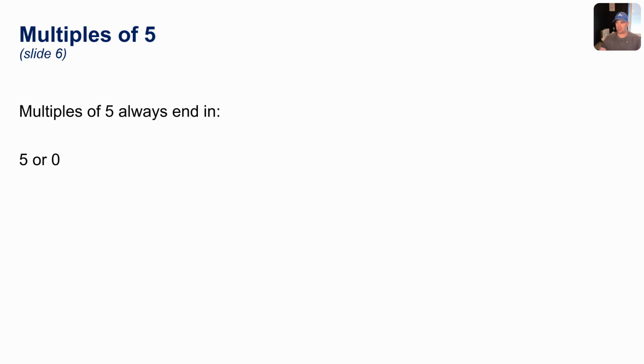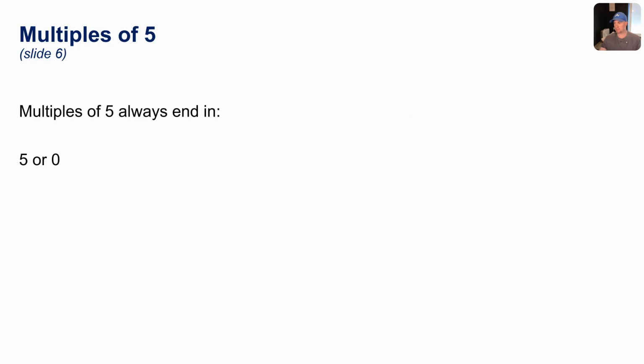Multiples of 5 then always end in 5 or 0, right? So for example, you have the number 50, or the number 75, or the number 5,555, so all the fives. Anything that ends in 5 or 0 will be a multiple of the number 5.